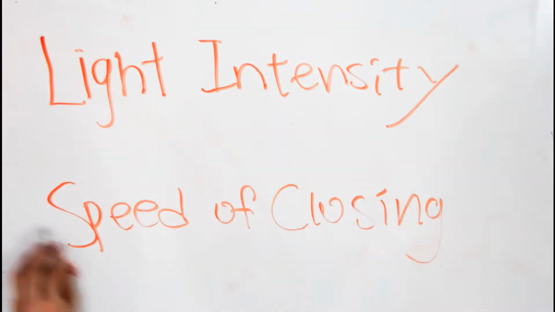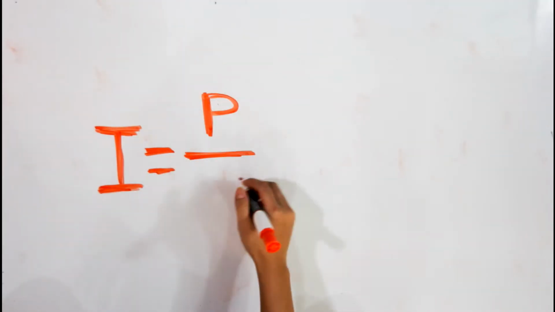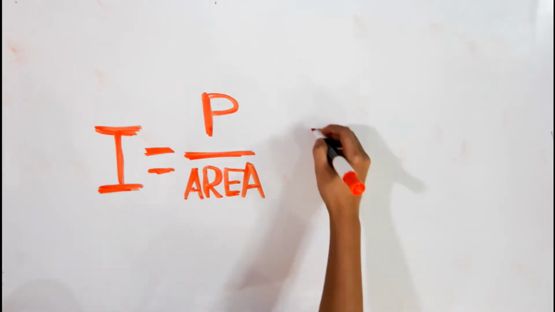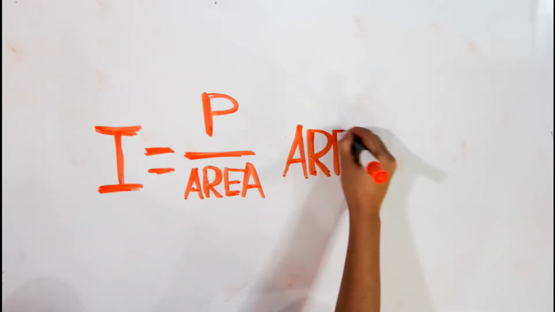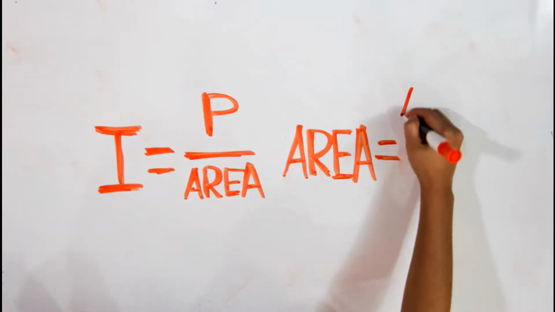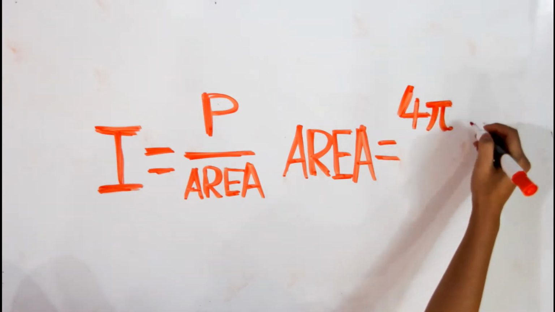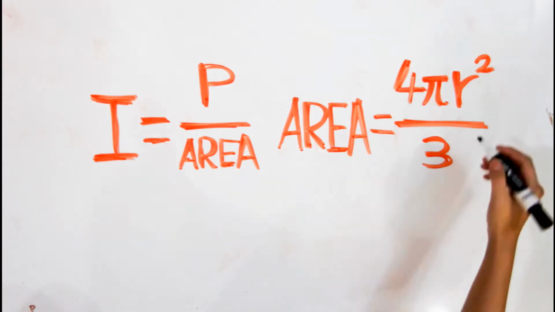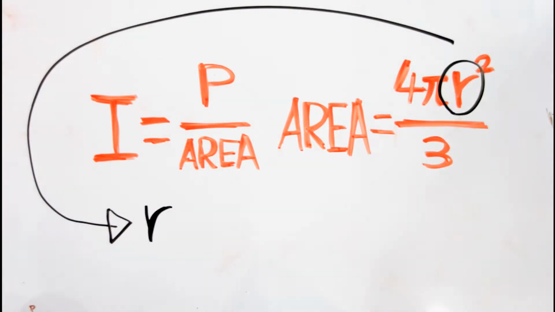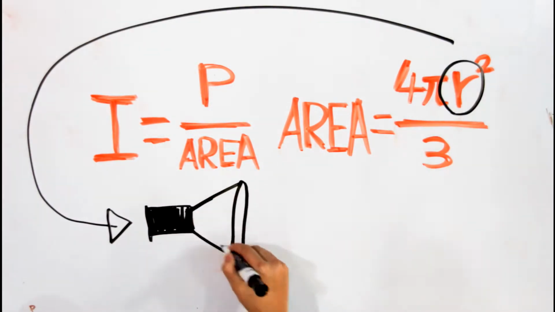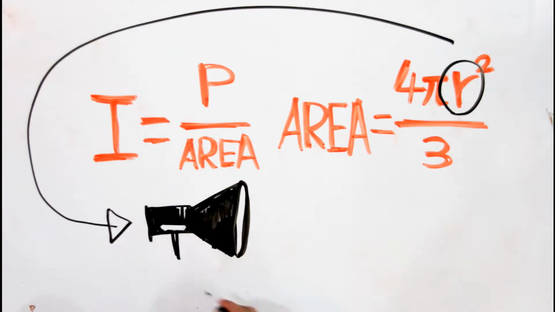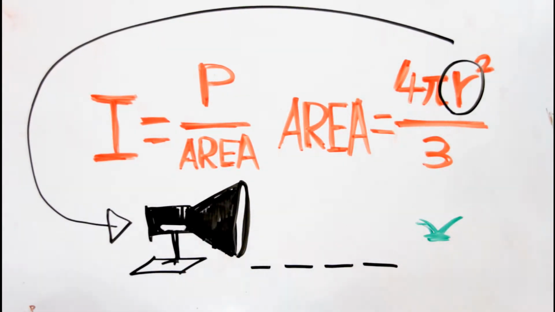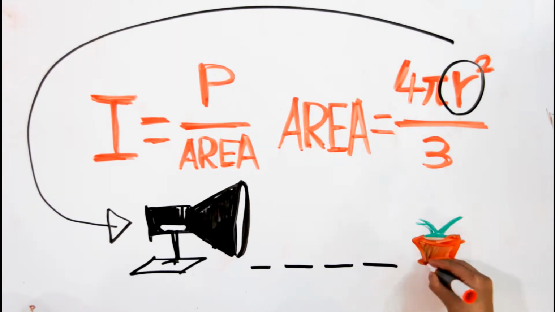First of all, the light intensity is calculated by using the formula I, which stands for intensity, equals power over area. The area is basically the surface area of the sphere-like light wave that the light bulb emits, which is calculated using the formula of 4 pi r squared over 3. The value of r is basically the distance between the light bulb and the flytrap. So the larger the value of r, the larger the surface area. The larger the value of surface area, the smaller the light intensity.